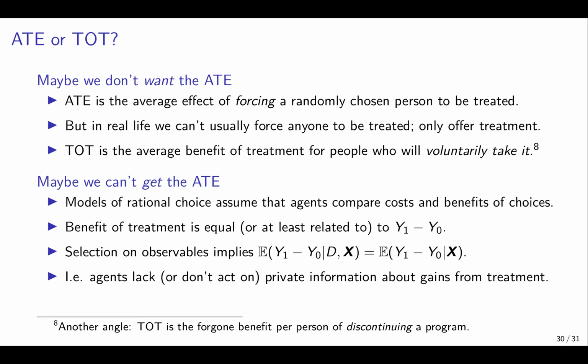So what does that mean? Well, that means that economic agents either lack or don't act on private information about the gains from treatment. So another way of putting that is that the selection on observables assumption says the agents don't know anything that we don't know that's relevant for their treatment effect. And that might actually be a very, very strong and highly implausible assumption in some settings.